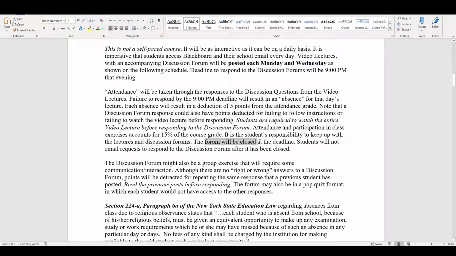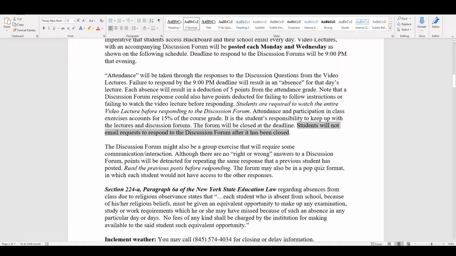The forum will be closed at that 9 p.m. deadline. So if you do not respond by that 9 p.m. deadline, I'm not going to go back and do it. So do not send me an email asking me if you could please respond to the discussion forum. Nope, that's not going to happen. We're going to move on from there.